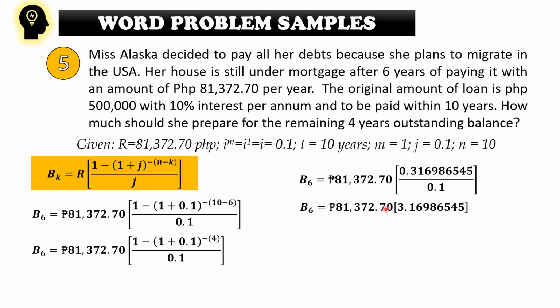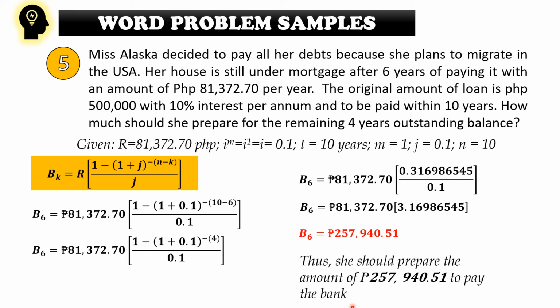Let's multiply that to the regular payment, and it will yield 257,940 pesos and 51 centavos. So this is now the outstanding balance of Miss Alaska to her loan for the remaining 4 years. Ito na ang kanyang babayaran. Okay, this is now our conclusion.